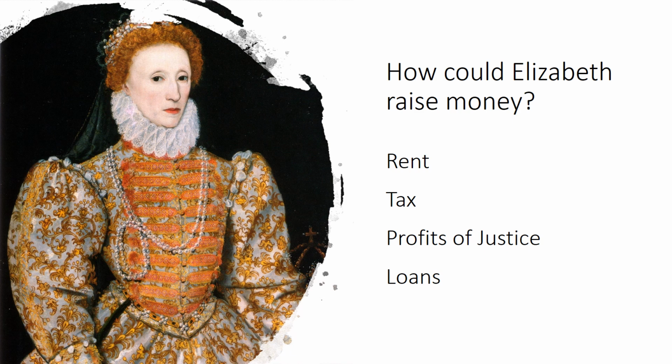There's this idea of the profits of the justice. So you're looking at fines and things like that. People who've committed crimes can be fined, and that's money that can come in. So maybe she can increase those fines, or maybe find new ways to fine people. And there's obviously this idea of loans. Sometimes loans were forced, meaning they were compulsory and never repaid. So that was another option for Elizabeth.